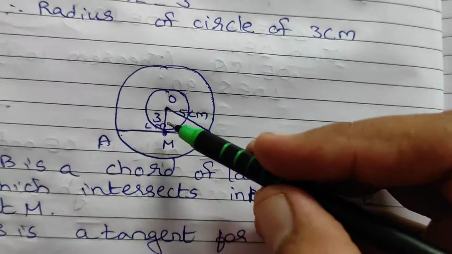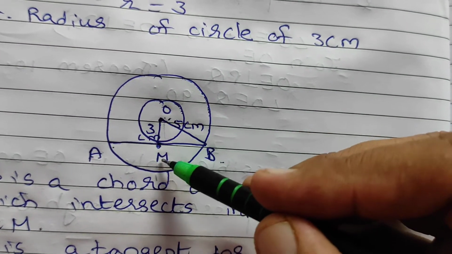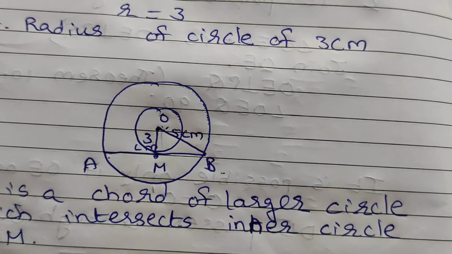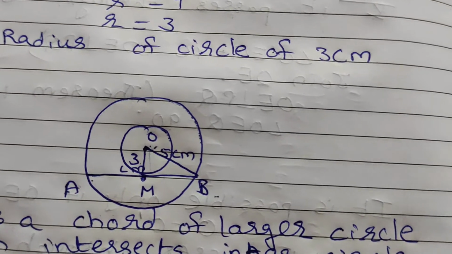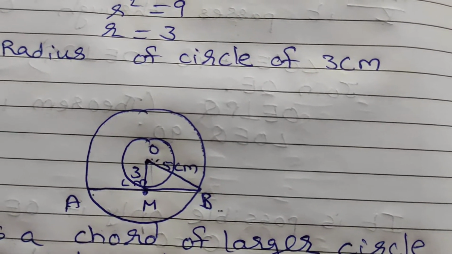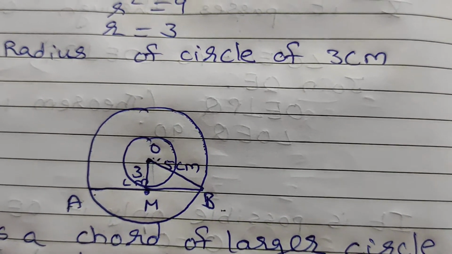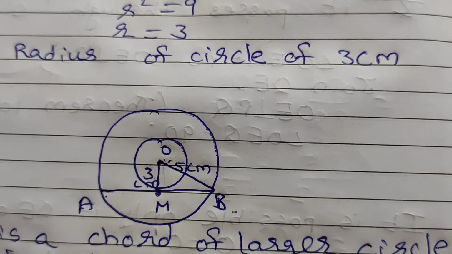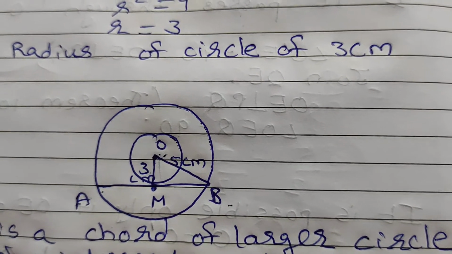Okay. Now students, in 9th standard you must have studied that the perpendicular drawn from the center bisects the chord. So because OM is perpendicular to AB, hence we can say that M is the midpoint of AB. I repeat, M is the midpoint of AB.